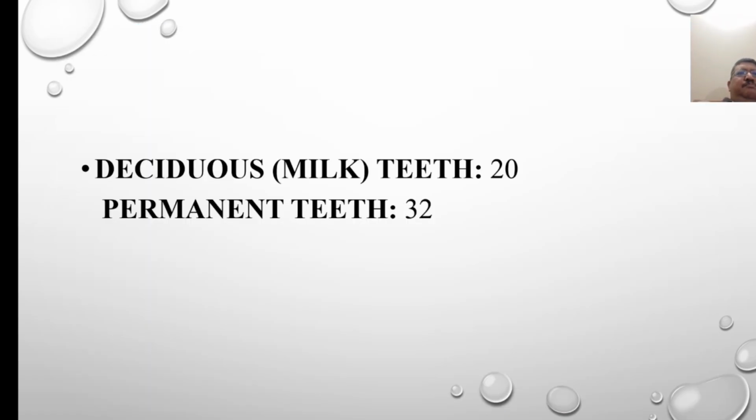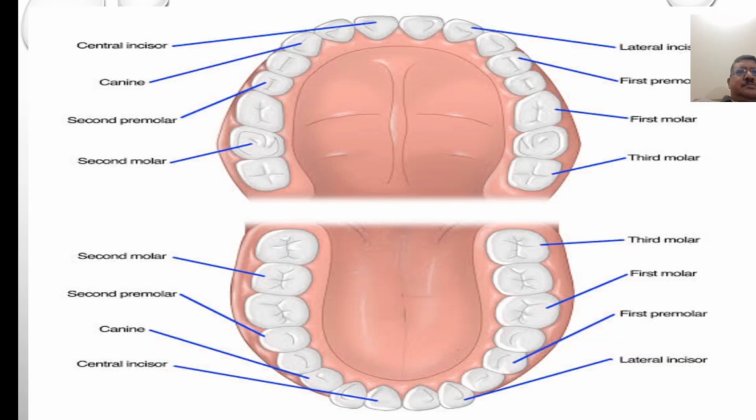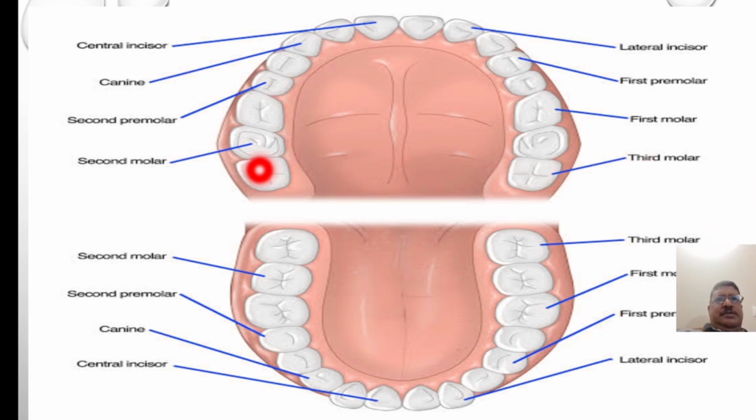So milk, that is deciduous milk teeth, is 20 and permanent teeth will be 32. So this is the central incisors, this is lateral incisors, then this is the first premolar, this is also first molar, and this is the third molar, this is second molar, this one is second molar, this is the canine. So these are the structure and different types of teeth.